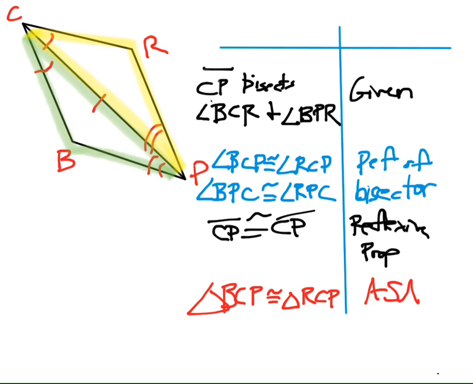Angle, side, angle. Those two triangles are congruent because I have an angle, a side, and an angle. And here I have the same angle, side, and angle. So that's a proof using angle, side, angle as an example. I'm proving two triangles are congruent. I used angle, side, angle.